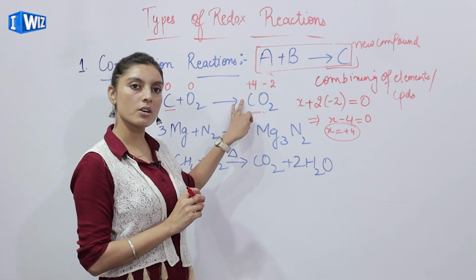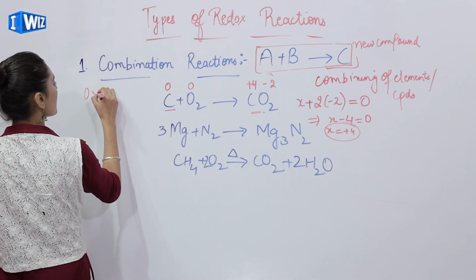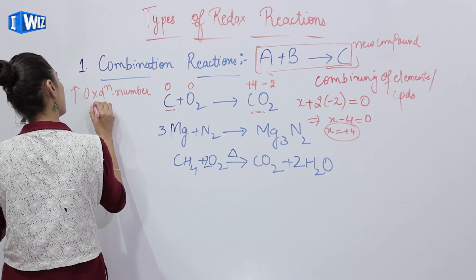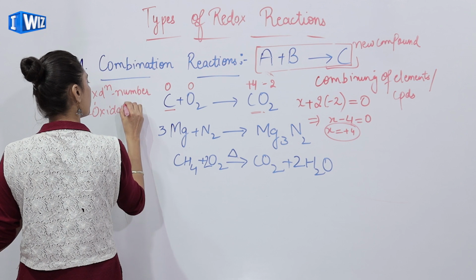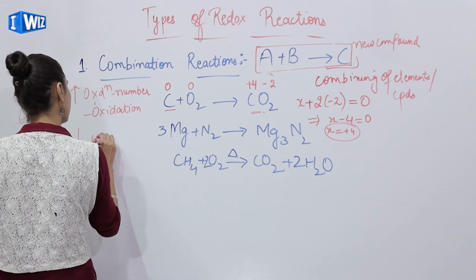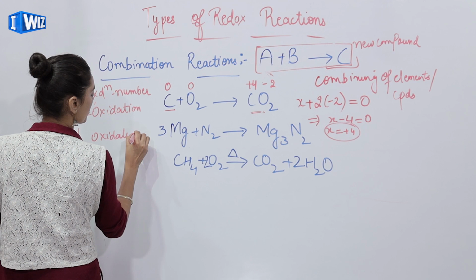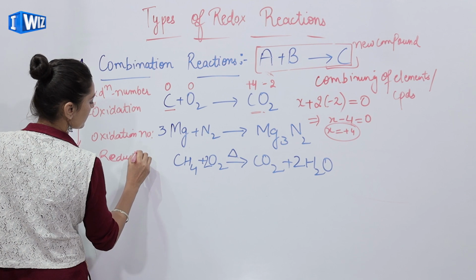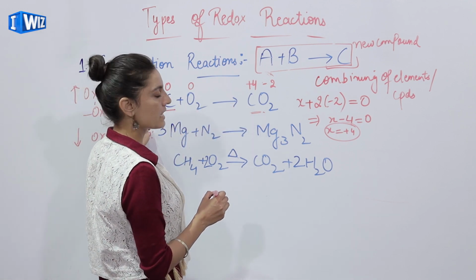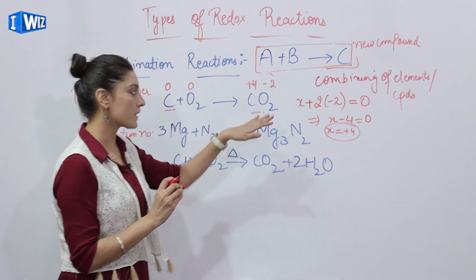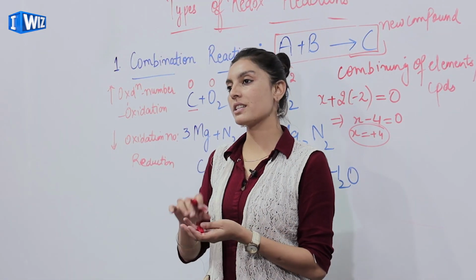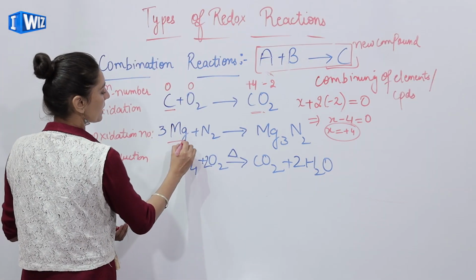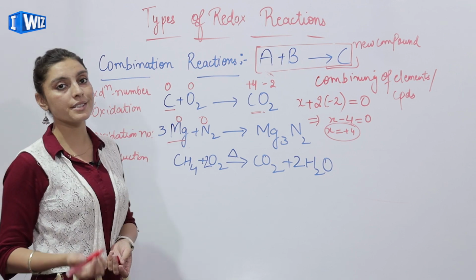Since there is an increase in the oxidation number, whenever there is the increase in the oxidation number, that particular reaction is said to be oxidation. And whenever there is a decrease in the oxidation number, that particular reaction is said to be reduction. So here, it's very clear, carbon is getting oxidized and oxygen is getting reduced. So since reduction and the oxidation is occurring in the same reaction, we could say that this is the redox reaction. Similarly, magnesium again in the 0, nitrogen in the elemental state 0.